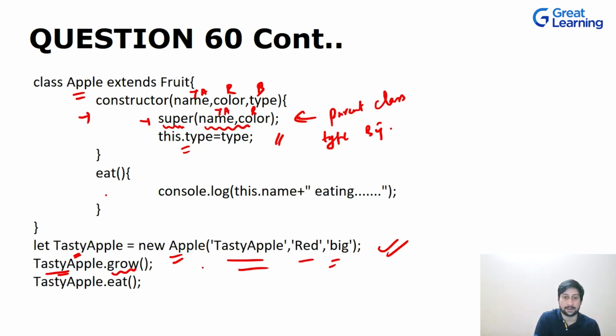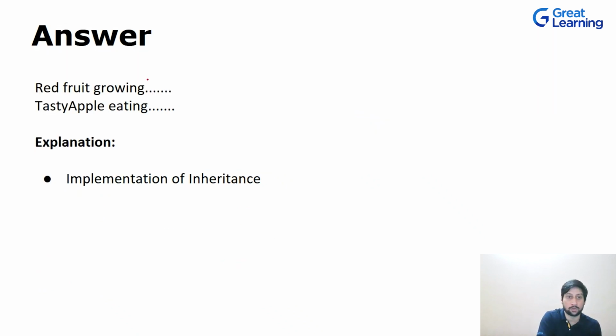Coming back to this, red fruit is growing, and then you are calling the eat method, which is this, and you're saying this dot name. This dot name refers to the current object. Now the current object has been already set, which is the name, that is tasty apple, eating. So red fruit is growing, tasty apple is eating. We are implementing the concepts of inheritance.